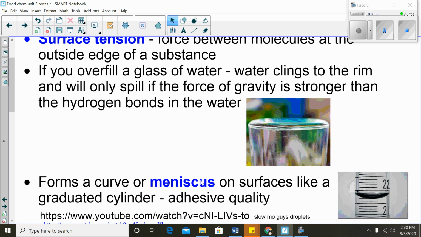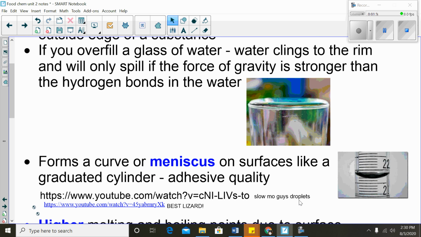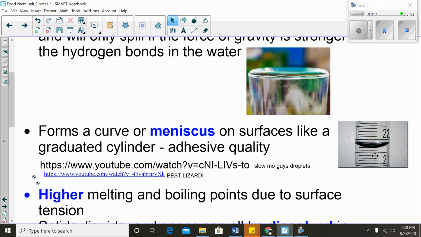Water also forms a curve or meniscus on surfaces like a graduated cylinder, which is a type of adhesive quality. So if you look at this image, right, you can see that dip in the water there. That's called a meniscus. So whenever you read a graduated cylinder, you always read the bottom of that meniscus to see how much you have. And then water also has higher melting and boiling points due to surface tension.